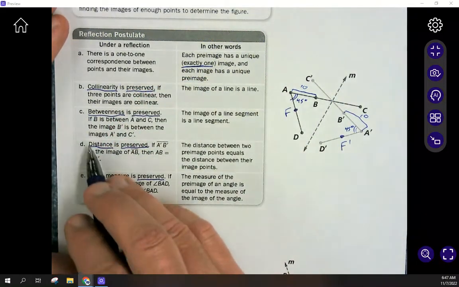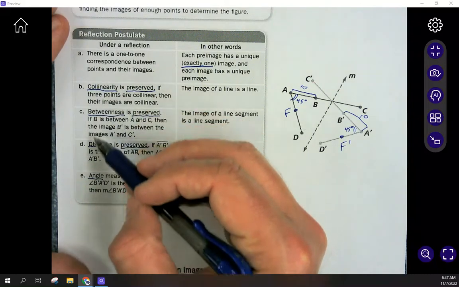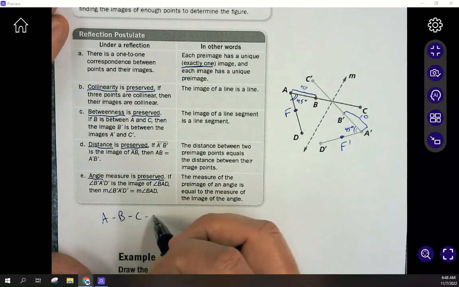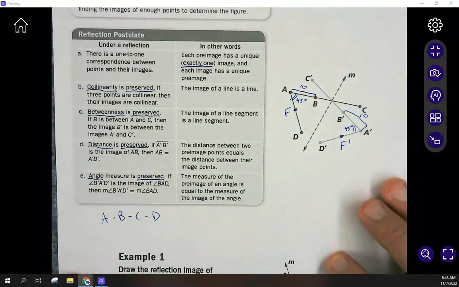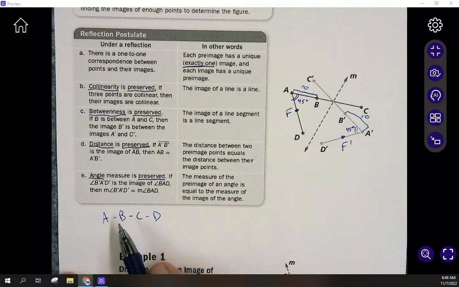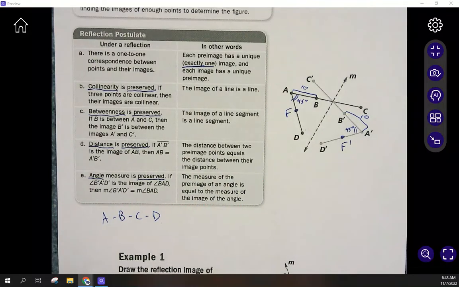If you look at those first letters, they're not in order here, but we have A, B, C, D. So if you need to remember in reflections what main things are preserved, it's angles, betweenness, collinearity, and distance. When I reflect across a line, all of those things stay the same.